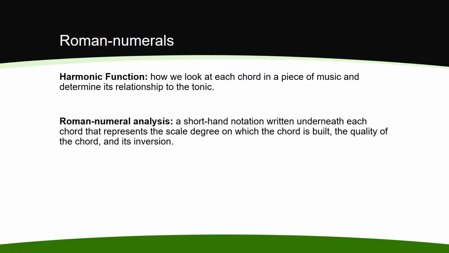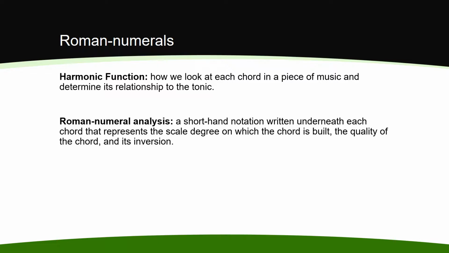In music theory, Roman numeral analysis is a shorthand notation written underneath each chord that represents the scale degree on which the chord is built, the quality of the chord, and its inversion. This module will focus on the aspects of scale degree and chord quality. Inversion will be covered in the next module.